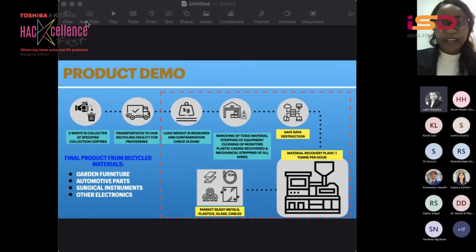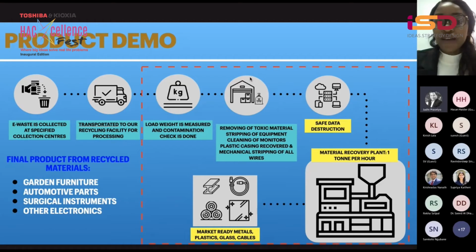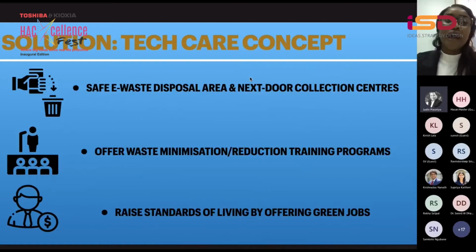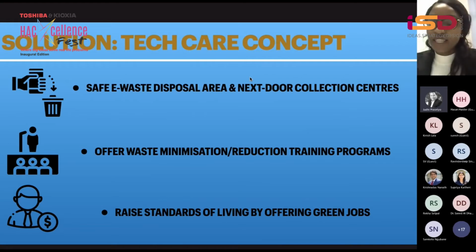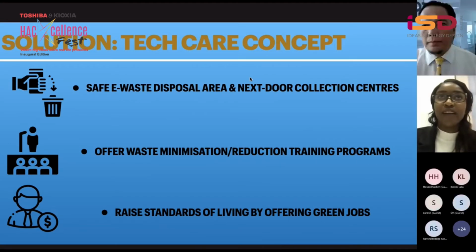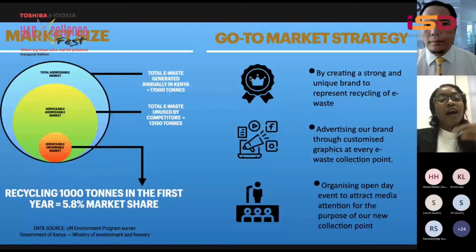Go ahead. Oh, sorry. I was at our product demo, where the output of our process gives us the metals, the plastics, and the glass, which can be turned into garden furniture, automotive parts, surgical instruments, and other electronics once sold to the manufacturers. Our solution does not only encompass the recycling of the products, but also waste minimization training programs and raising the standards of living of the locals by offering them the green jobs.